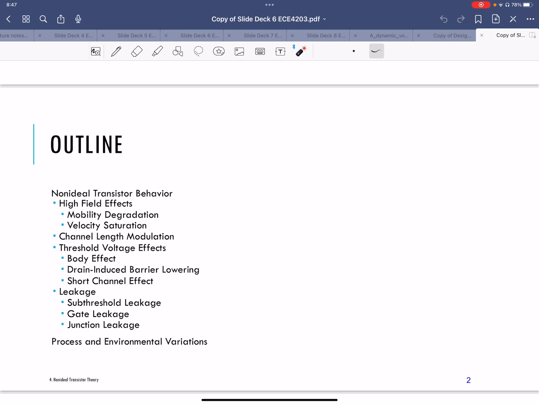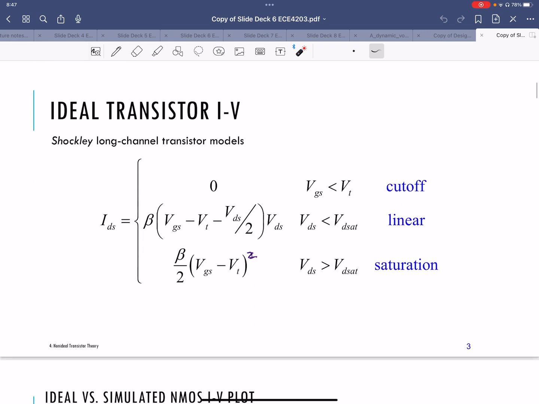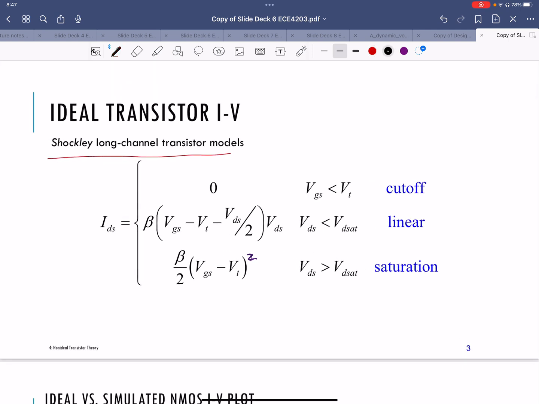So there's the ideal behavior of a transistor. Let's just look at a MOSFET. This is the so-called Shockley long channel transistor model that was good for many years. Basically it comes down to this characteristic if I draw the drain source voltage versus the drain source current.